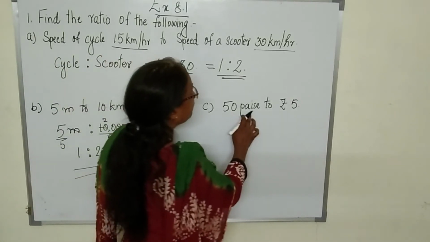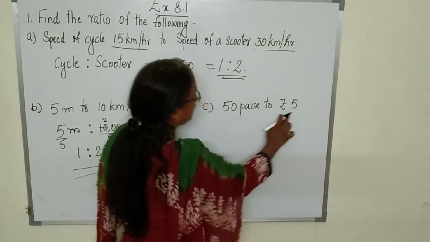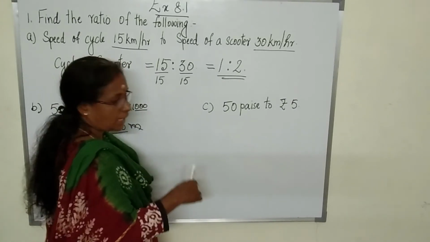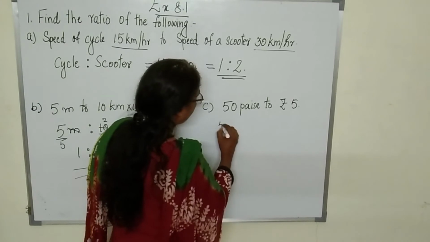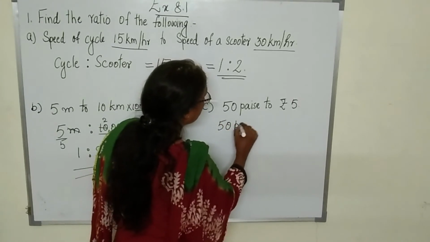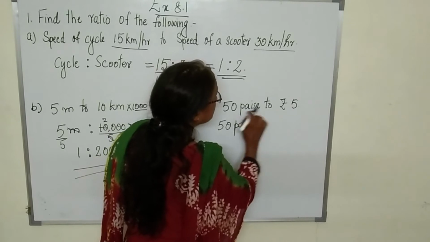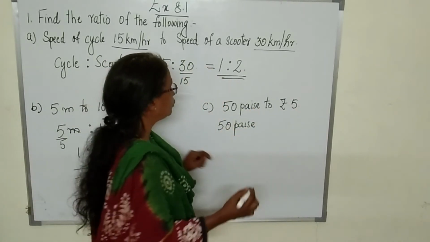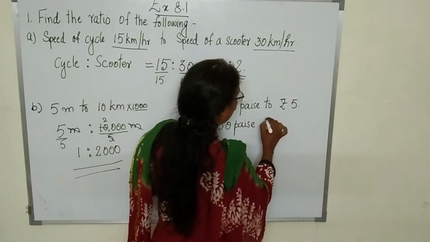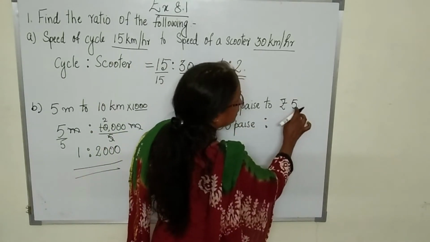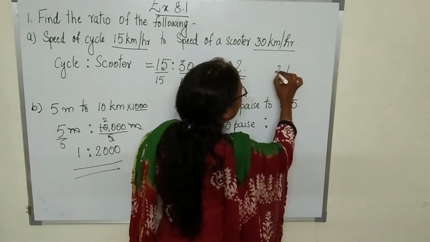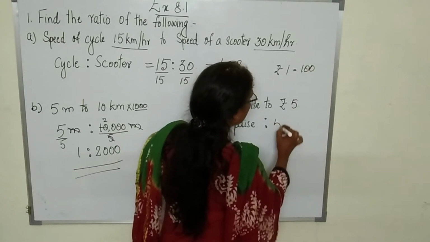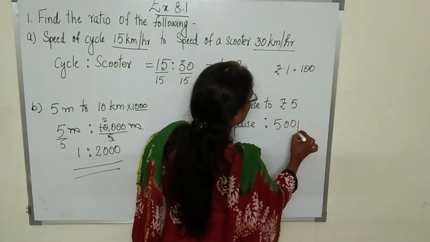Now here 50 paise to rupees 5. Again here different unit, we have to convert them into same unit. So 50 paise as it is, you can convert paisa into rupees or rupees into paisa as you wish. I am converting both into paisa here. 50 paise is to 5 rupees. 1 rupee means how many paisa? 100 paisa. So 5 rupees means 5 into 100 paisa.